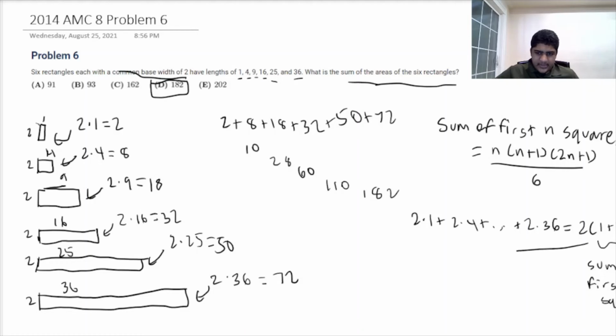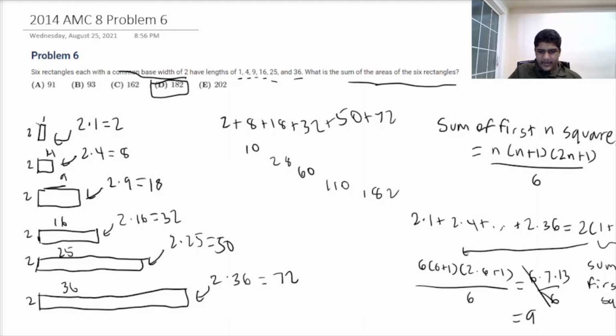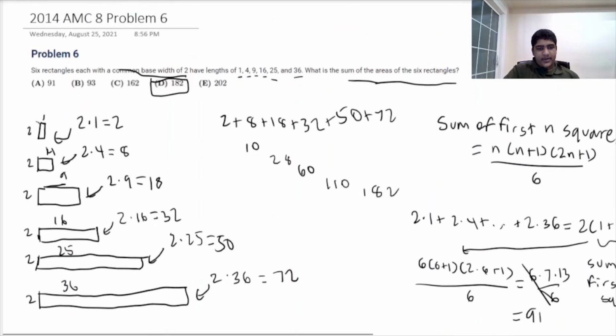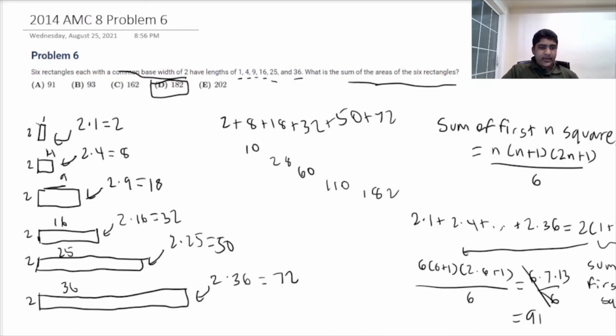So that means that this quantity over here would be equal to 6 times 6 plus 1 times 2 times 6 plus 1 over 6, which is going to equal 6 times 7 times 13 over 6. Canceling out these two 6's gives an answer of 91, which means that the final sum will be 2 times 91 which is equal to 182, again corresponding with our previous answer of D.